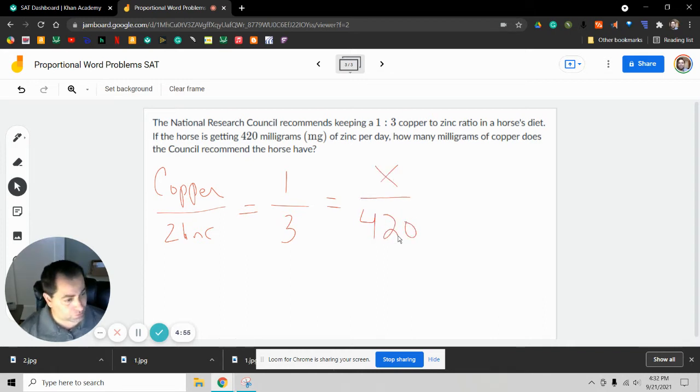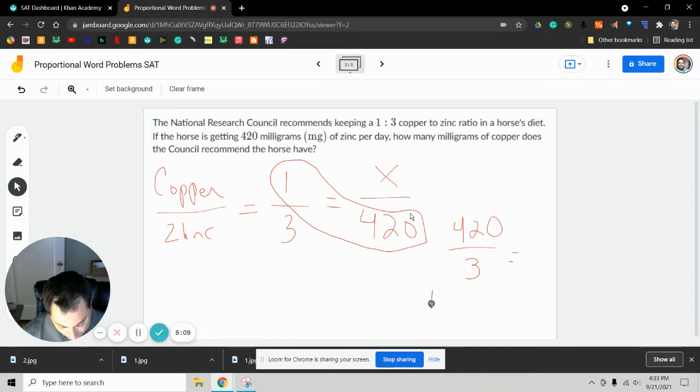We're going to cross multiply where we can. Dividing by the number we didn't use is 3. 420 divided by 3 is going to give us 140. So there's 140, and that is, I guess, milligrams of copper.